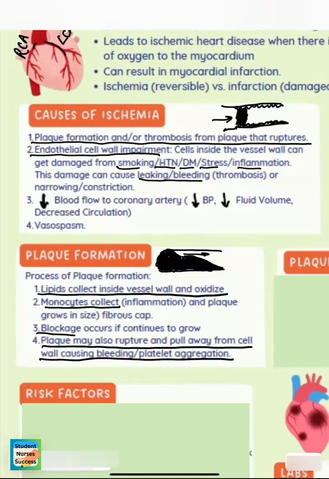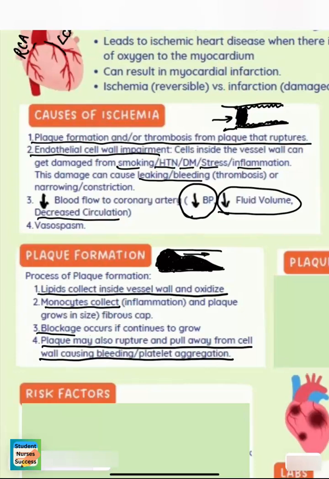The third thing is just decreased blood flow in general through the coronary arteries. Now, that can be from, we've already talked about it, plaque or endothelial cell wall impairment. But what I'm talking about here is actually decreased volume. If you are dehydrated, have decreased blood volume, or decreased blood pressure, you cannot get enough blood through those coronary arteries in order to perfuse that heart muscle. And so in this particular case, I'm talking about decreased circulation through the coronary arteries causing ischemia.